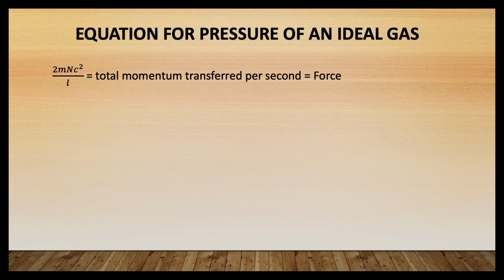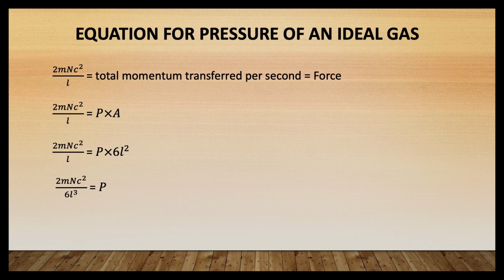Now, 2mnc square divided by L is the total momentum transferred per second, that is, it is the force itself. We can write the equation as 2mnc square divided by L equal to P into A, that is, pressure into area. That is, 2mnc square divided by L is equal to P into 6L square, because the area of the cube is 6L square. Now, rearranging the equation, 2mnc square divided by 6L cube is equal to pressure. That is, 2mnc square divided by 6V is equal to pressure.